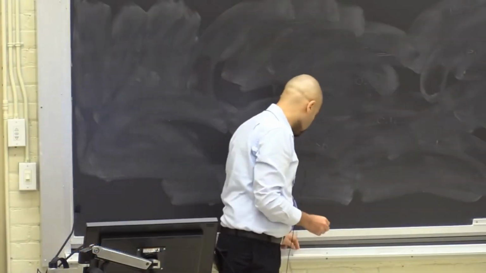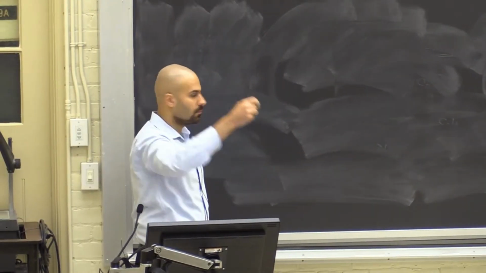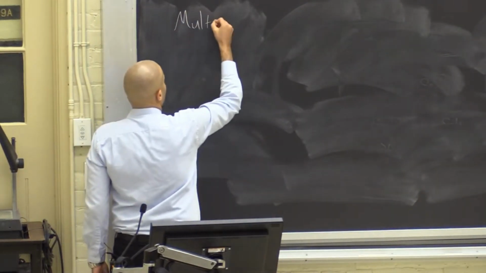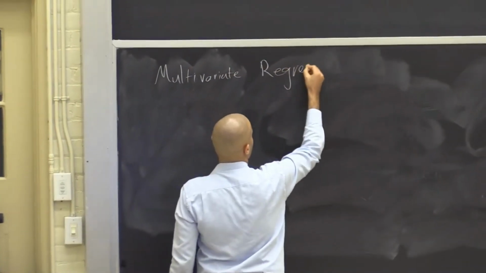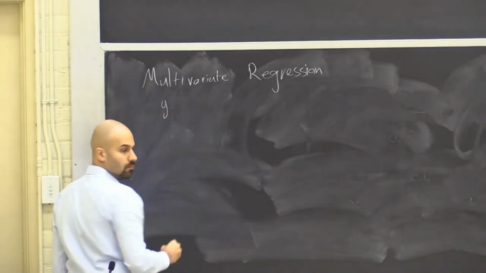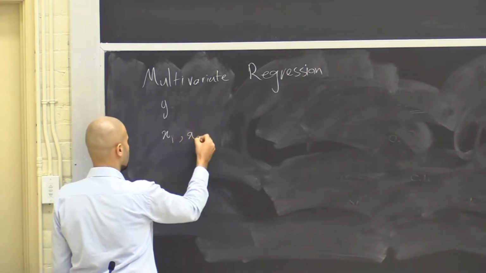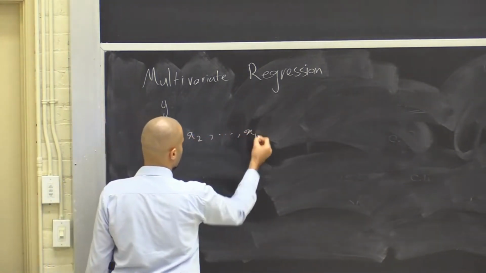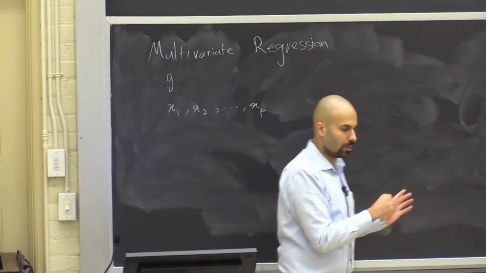What we covered so far was univariate regression, meaning that we only had one x. The next topic is multivariate regression. In multivariate regression, we have our target y as well as a number of x's, for example, x1 and x2 all the way to x sub p. So p predictors in total. But the idea is just a generalization of what we covered so far.